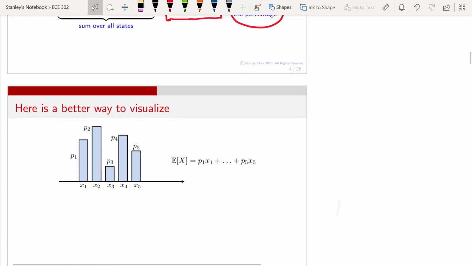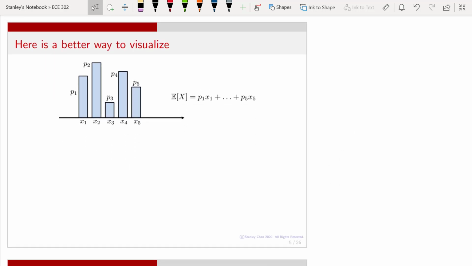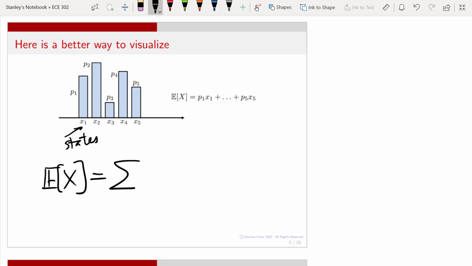So to help you visualize, let us look at this diagram. Suppose you have a histogram or you have a probability mass function that has this shape. You have 5 possible states, and then you have 5 different probability mass values, P1, P2, all the way to P5. The definition of expectation, according to the previous formula, is the summation of all the possible x with x times p_X.